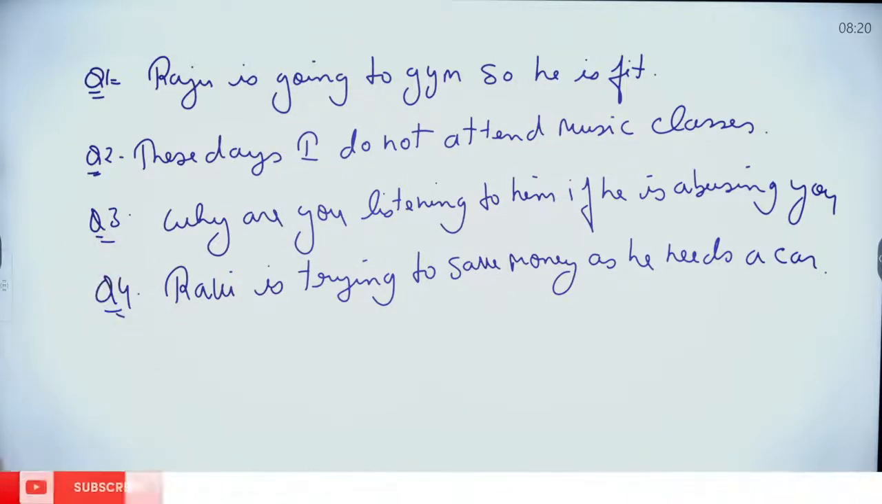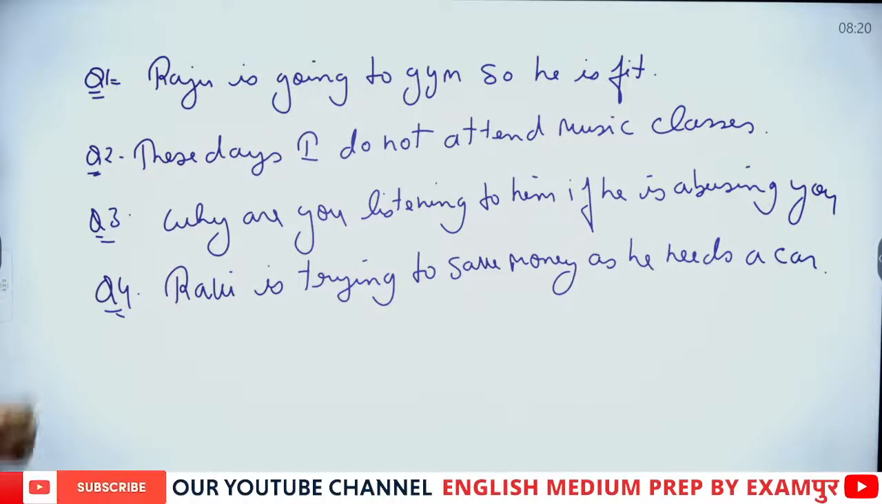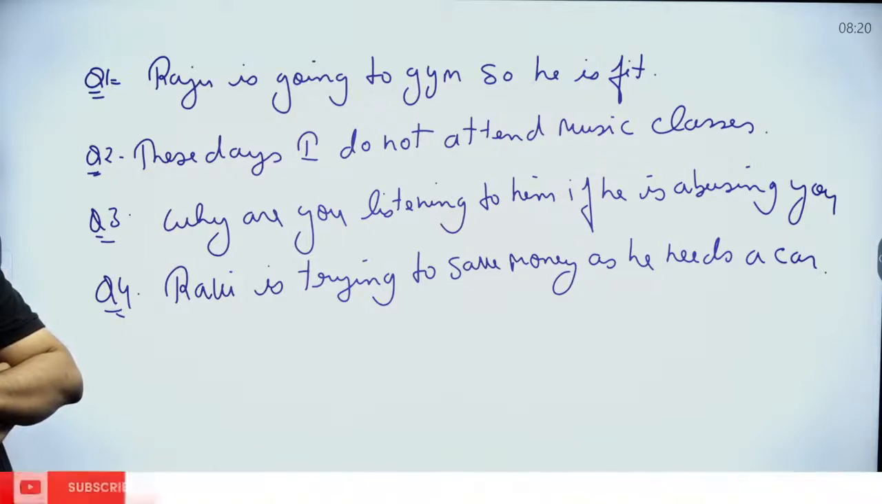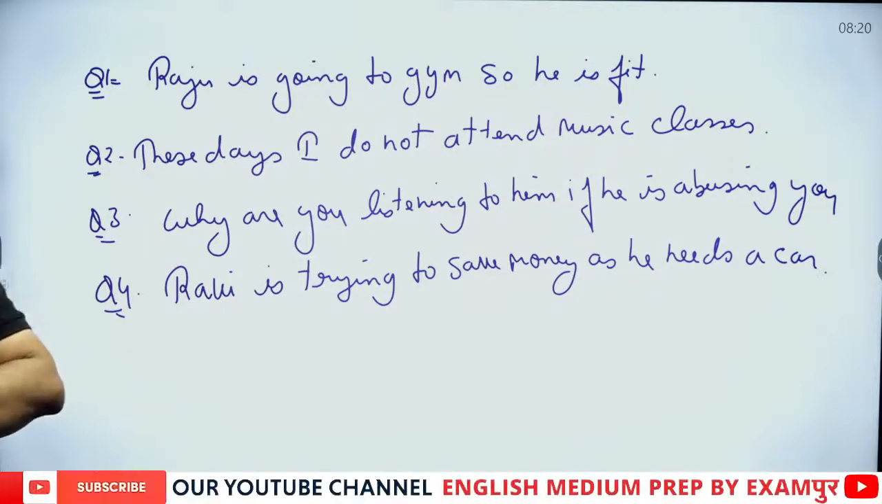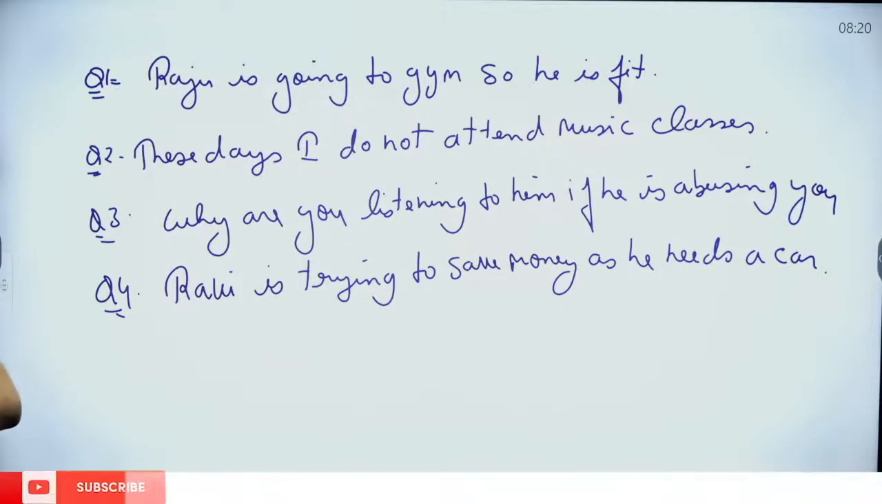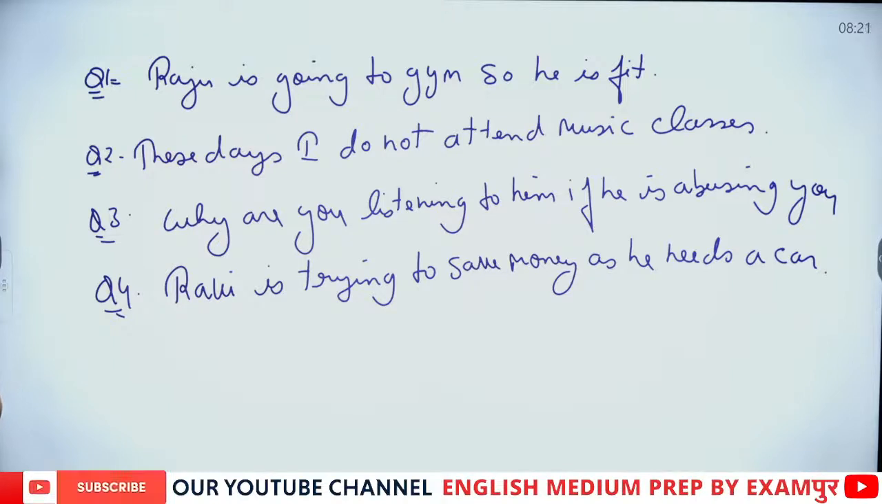Out of these 4 sentences, which is correct and which is wrong? Raju is going to gym, so he is fit. These days I do not attend music classes. Third sentence, why are you listening to him if he is abusing you? And fourth sentence, Raju is trying to save money as he needs a car.